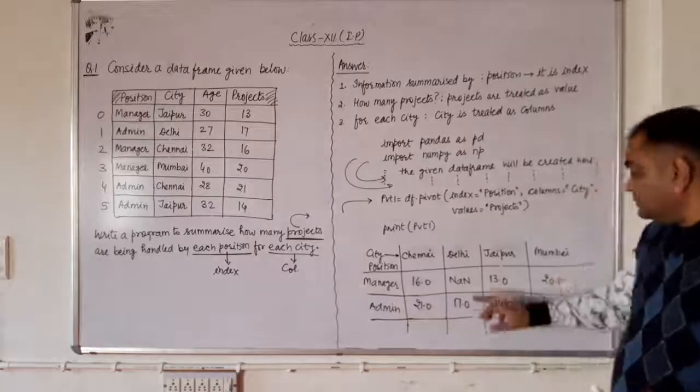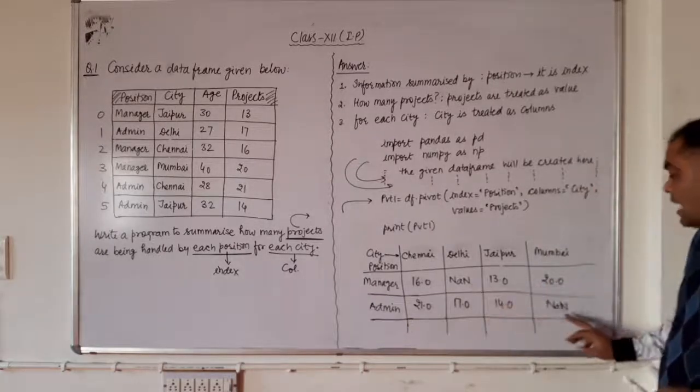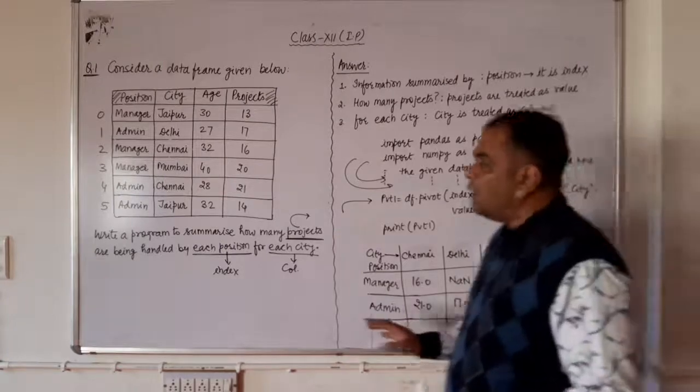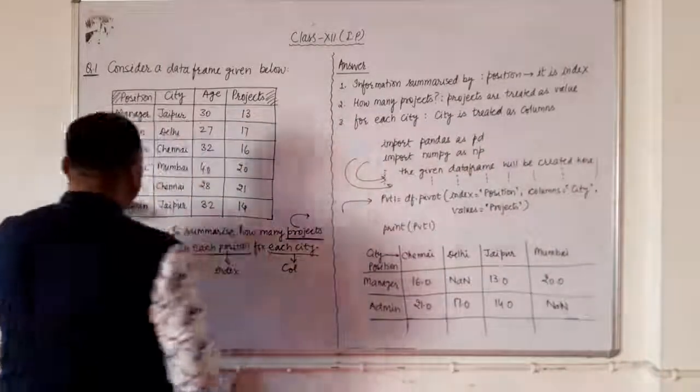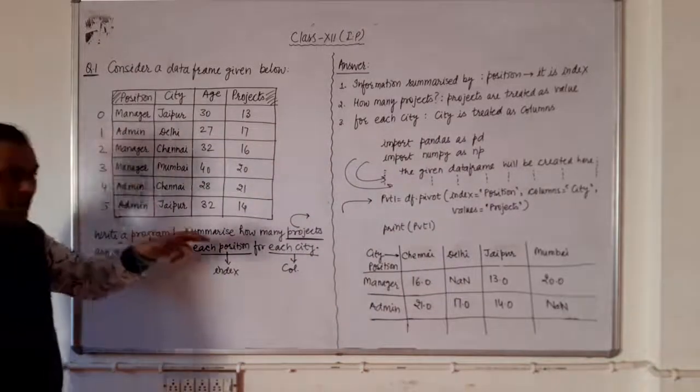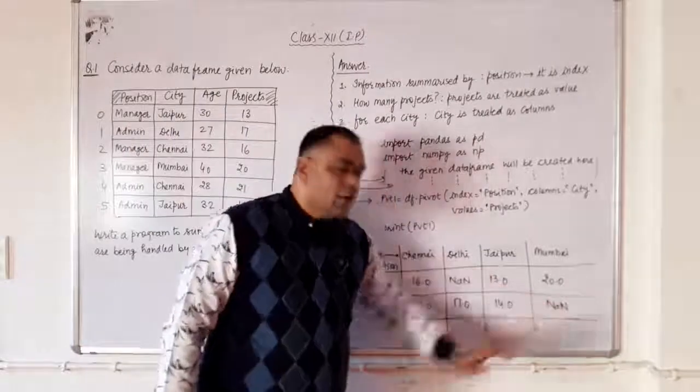Now one more thing. Here NaN is available. Again NaN is available over here. Admin Mumbai, there is no record of Mumbai city for an admin. Admin Chennai, Jaipur, and then admin Delhi. So Mumbai is not available. So we just put NaN over here.